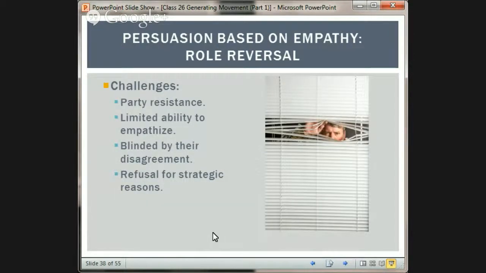Challenges of doing this, party resistance. First of all, we don't do it very often, and so we're not very good at it. I don't use it very much, I'll be honest with you. I just haven't had to use it, I guess. People have a limited ability to empathize when they're stuck in their own story. They may be blinded by the disagreement, and they may refuse to do it for strategic reasons. So in a litigated case, there's always resistance to recognizing that the other side's position has any legitimacy at all.